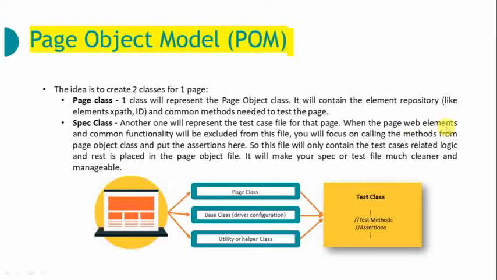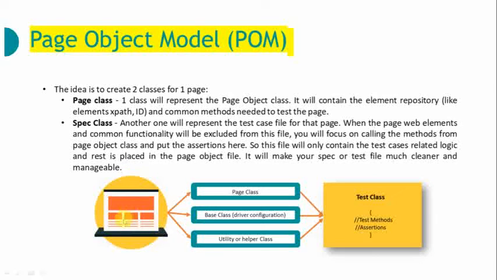When the page web elements and common functionality are excluded from this file, you will focus on calling the methods from page object classes and putting the assertions here. So this file will only contain the test case related logic, and the rest is placed in the page object file. It will make your spec or test file much cleaner and manageable.